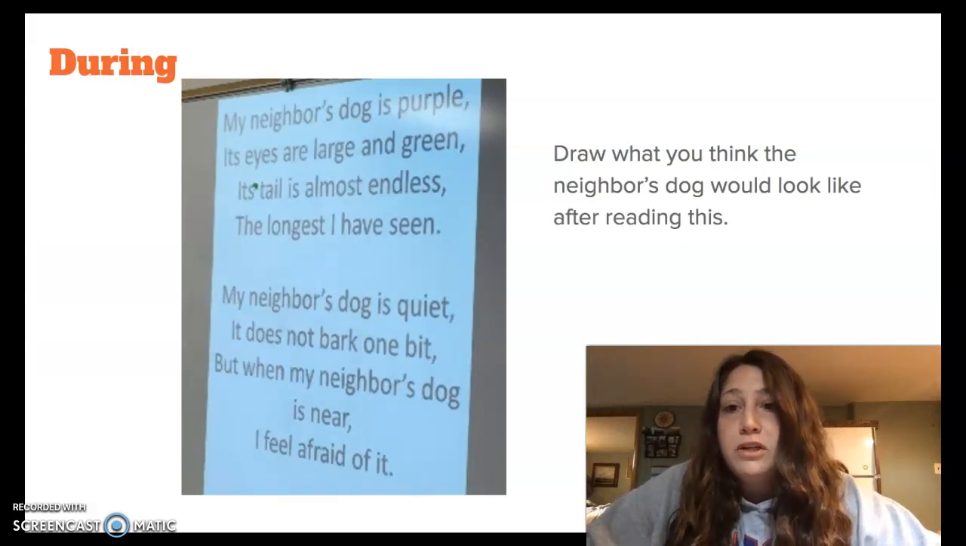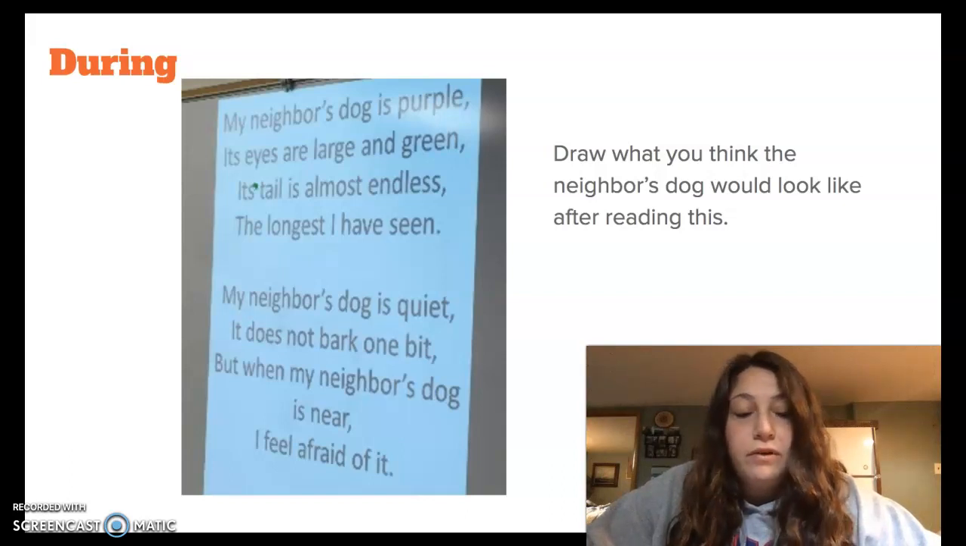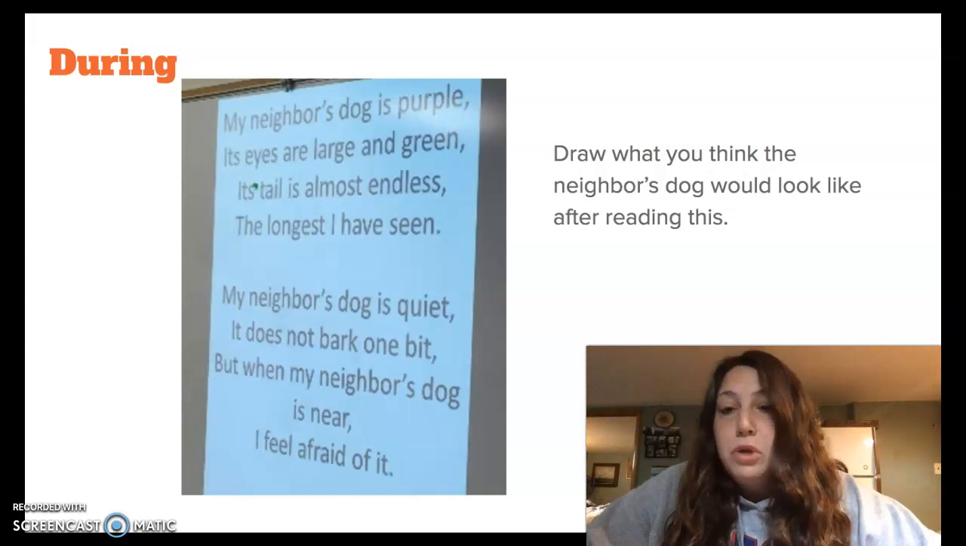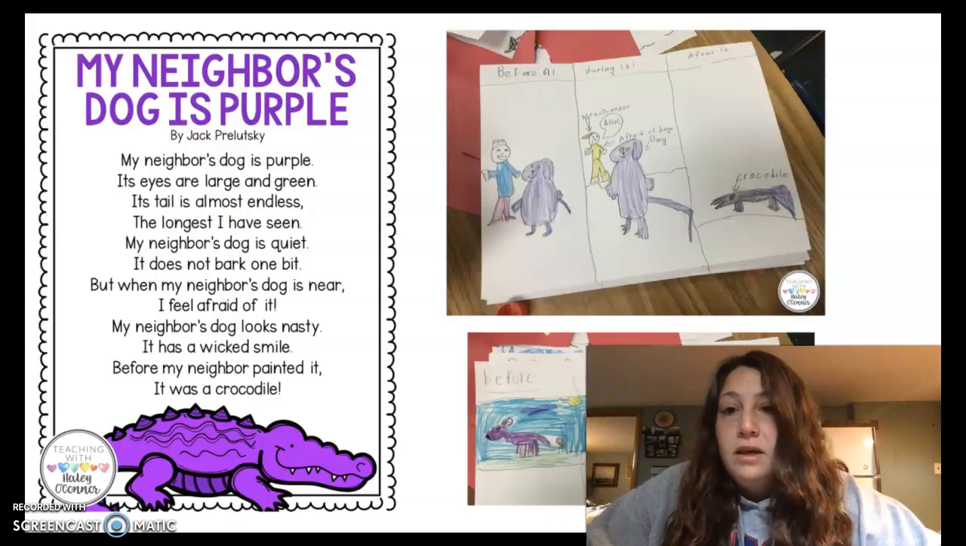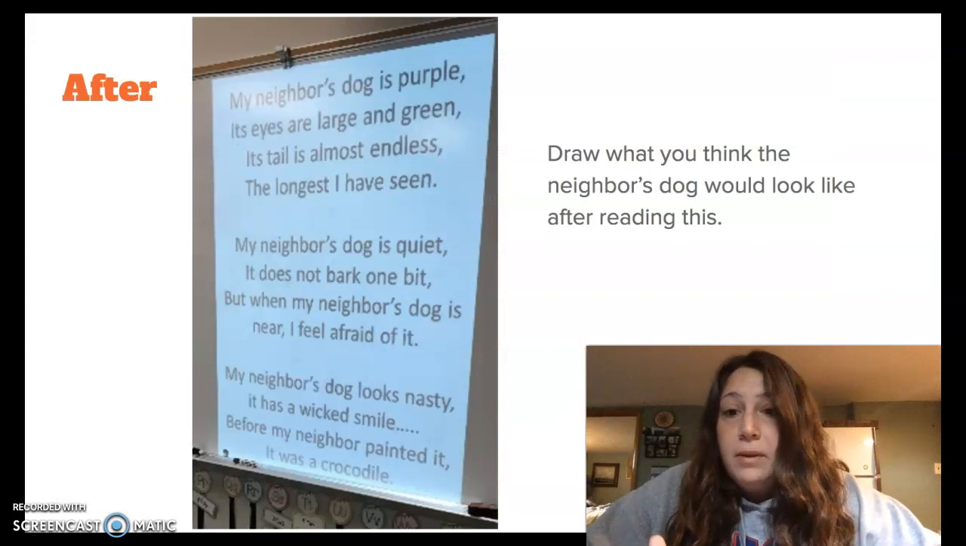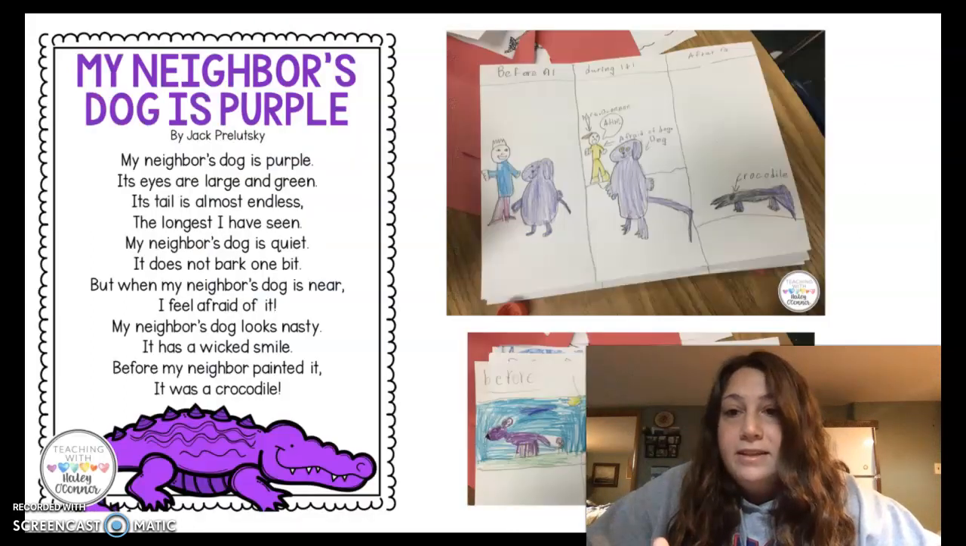My neighbor's dog is purple, its eyes are large and green, its tail is almost endless, the longest I've seen. My neighbor's dog is quiet, it does not bark one bit, but when my neighbor's dog is near, I feel afraid of it. So then you'd stop, have them draw for about 30 seconds. Then you'd show them the entire poem, and there would be 3 parts of a drawing.